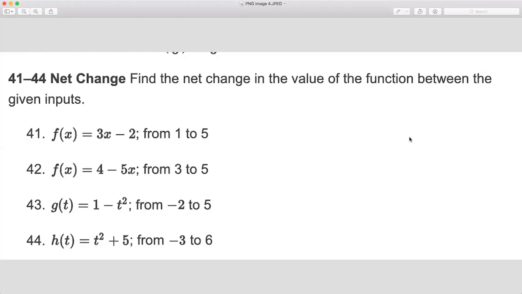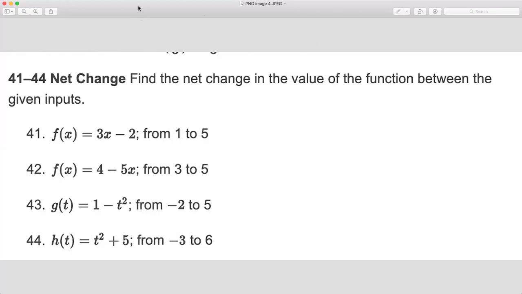Hola. So you said to do like three from each page, but these questions are actually pretty easy and it's gonna go really quick. The hard part is what the question is actually asking. And then the math part is easy. So for this one, find the net change in the value of the function between given inputs.